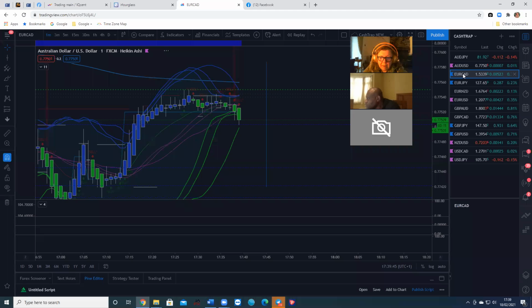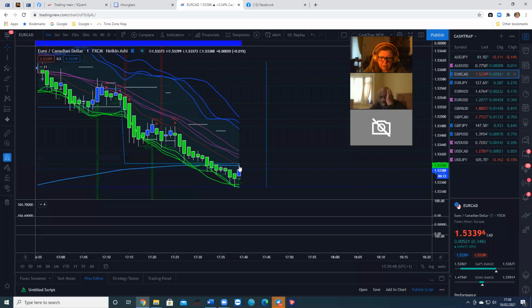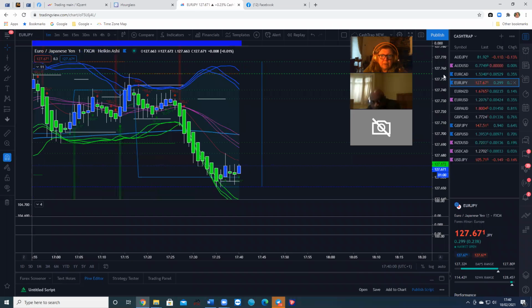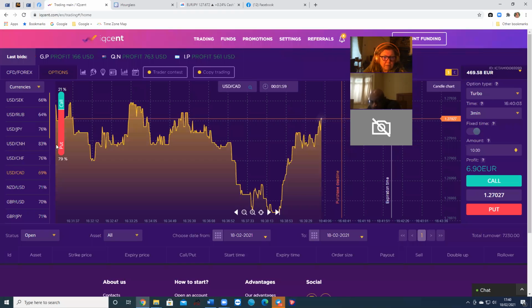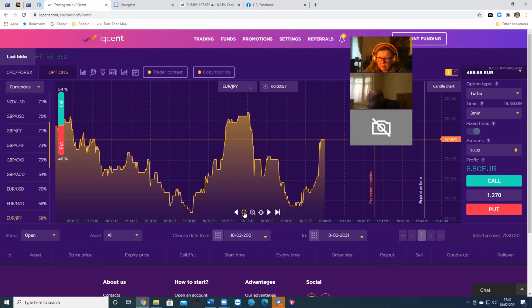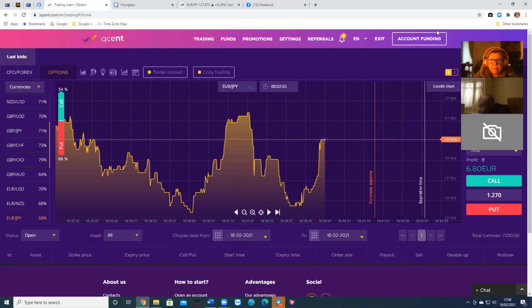EuroCAD, Matty Pips doesn't like this one. There's the 200 moving average up in the Bollinger Bands, so I don't really like the look of that. I'm just looking for a really good setup that we could take. EuroJPY, that's his next favorite. EuroJPY, 68%. It's at 674 on the broker.